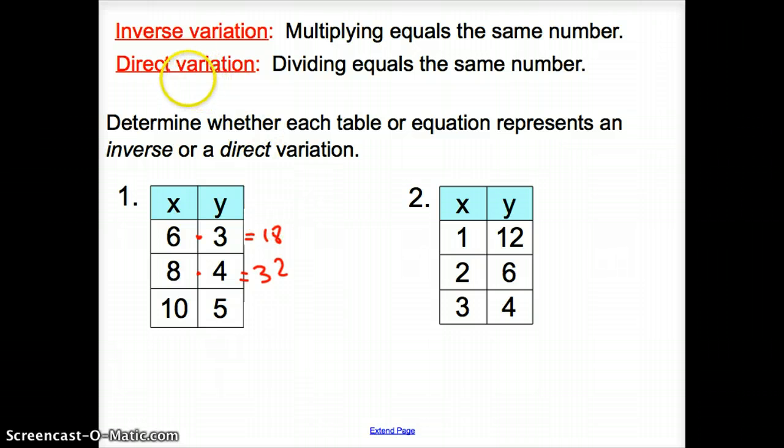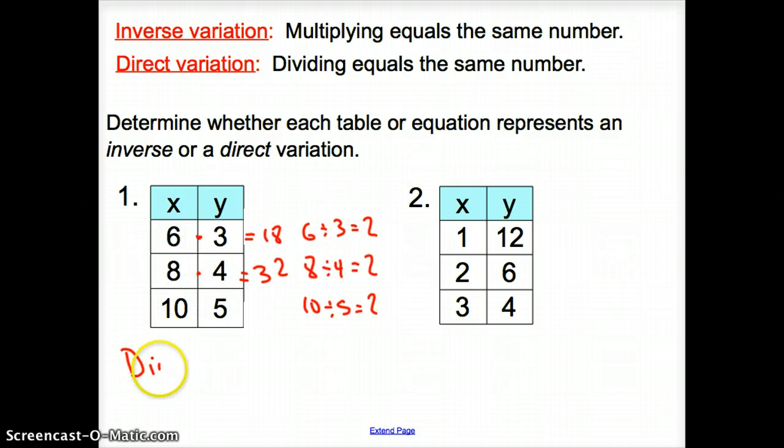It has to be direct variation. Well, let's try it real quick. How about 6 divided by 3? That is 2. 8 divided by 4 is 2. And 10 divided by 5 is 2. So it must be direct variation. So it is direct variation.